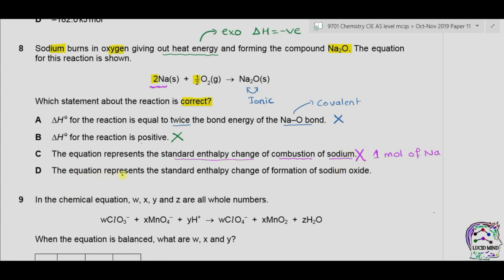Now part D, the equation represents the standard enthalpy change of formation of sodium oxide. Now this is a true statement because the enthalpy change of formation states that when 1 mole of product, which in this case is sodium oxide, is formed from the reactants in their standard states. So sodium is solid in standard state, oxygen is gas in standard state. So option D is correct. The answer is therefore D.